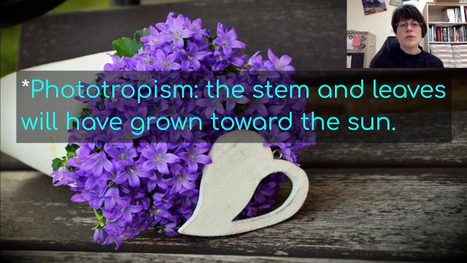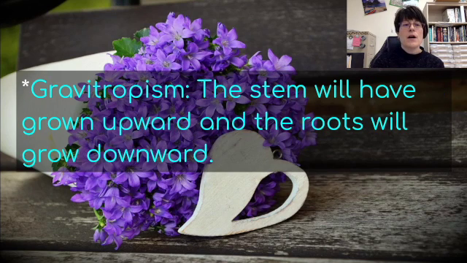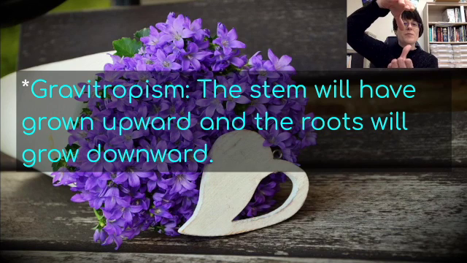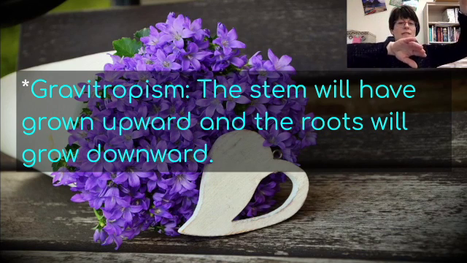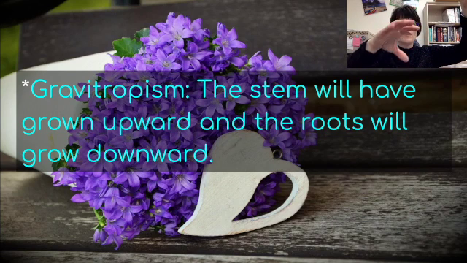So you'll notice that wherever the sun is in relation to the plant, it will start to grow toward the sun. Also, gravitropism will take place as well, and the stem will have grown upward and the roots will grow downward. So the plant pot will be like this, and the stem will start to grow upward like this, and if you take the soil out, you'll notice that the roots start to grow downward with gravity as well.